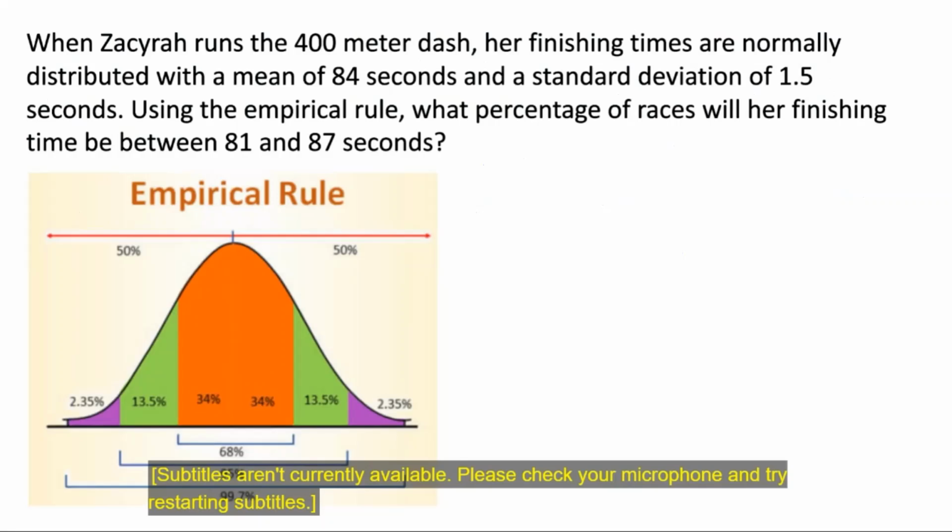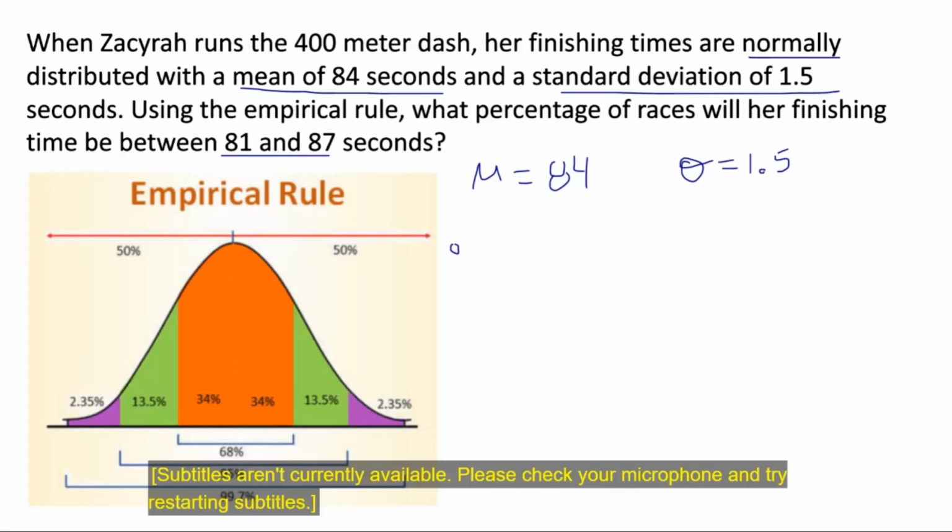Let's see it in action in another way. When Zakira runs the 400-meter dash, her finishing times are normally distributed with a mean of 84 seconds. Let me just write that down. A standard deviation of 1.5 seconds. So my average distance from the mean is 1.5. Using the empirical rule, what percent of races will her finishing time be between 81 and 87 seconds?